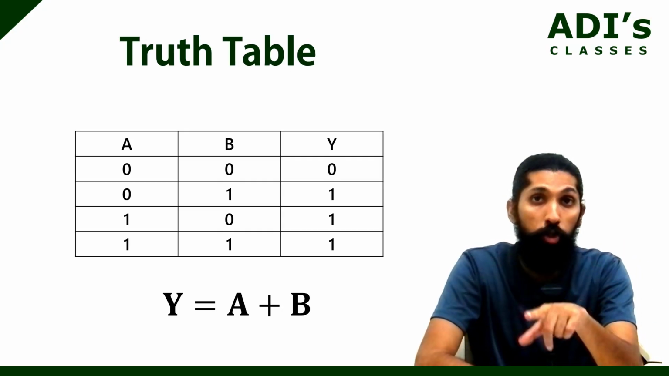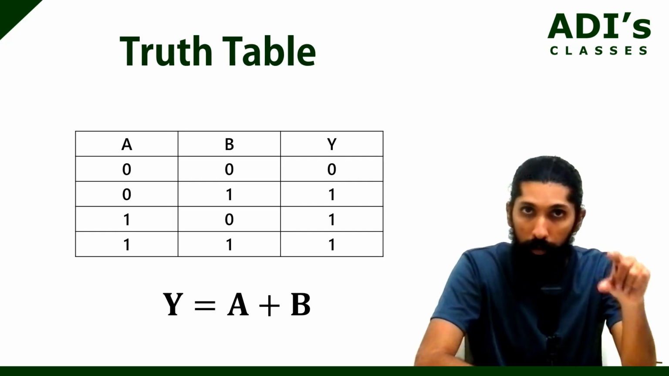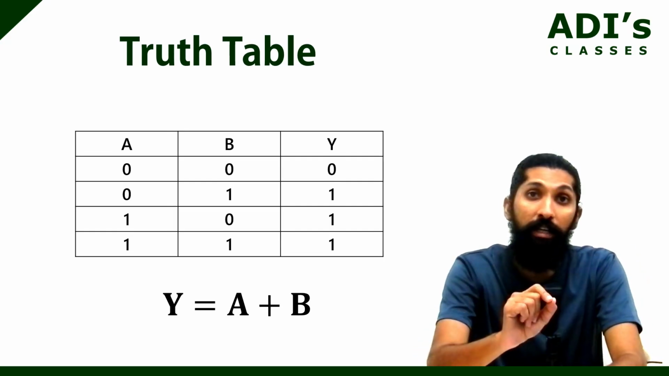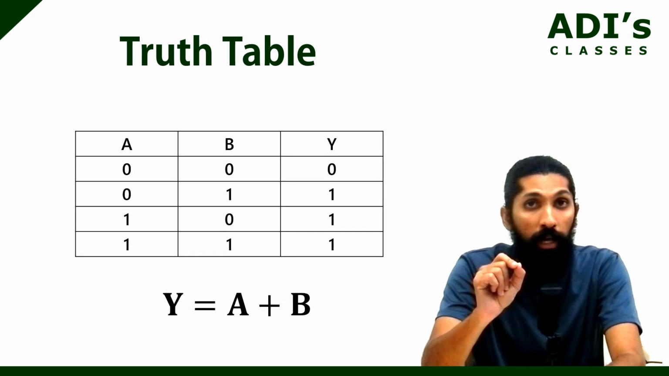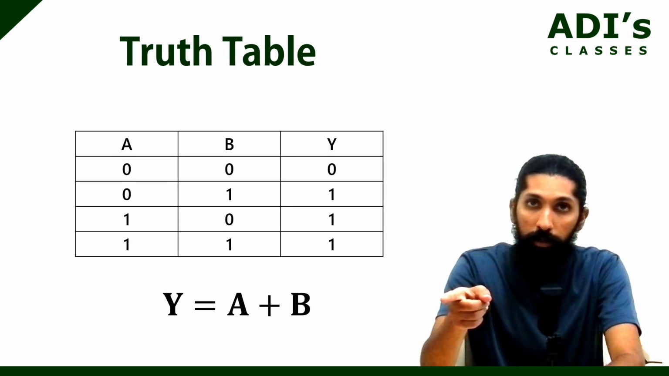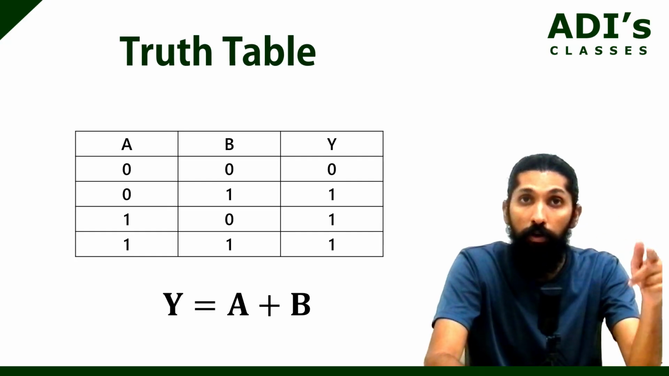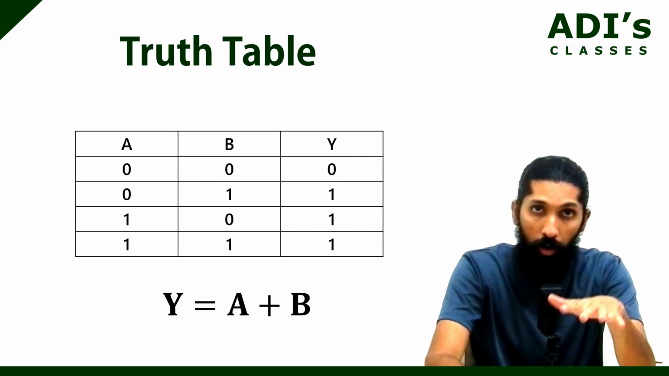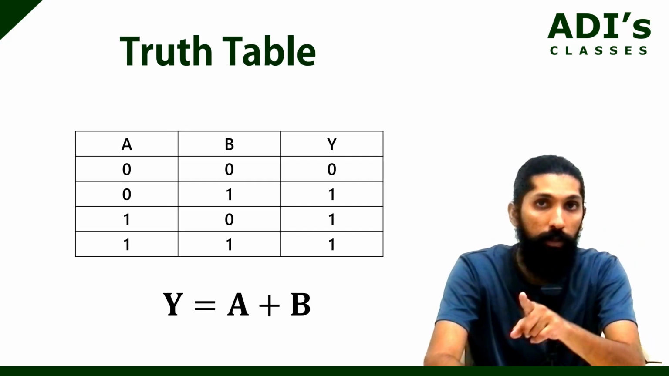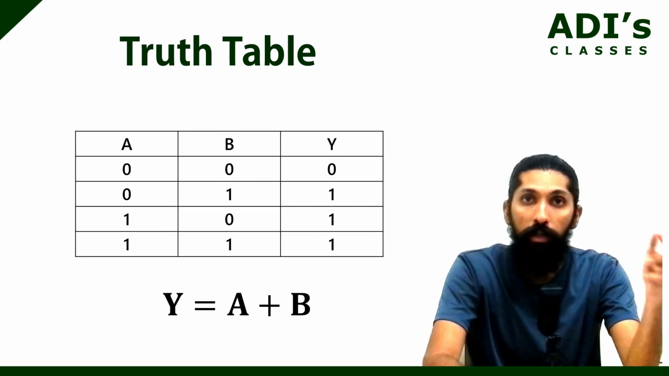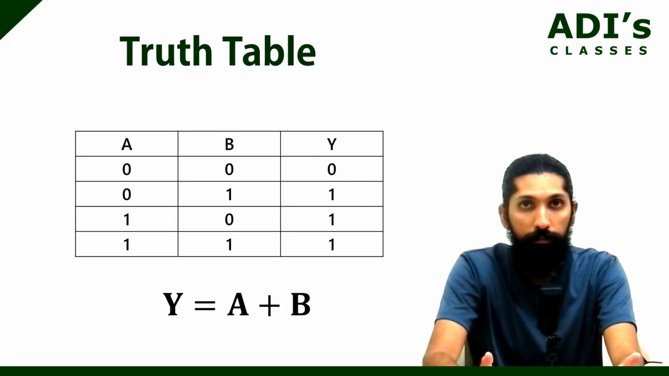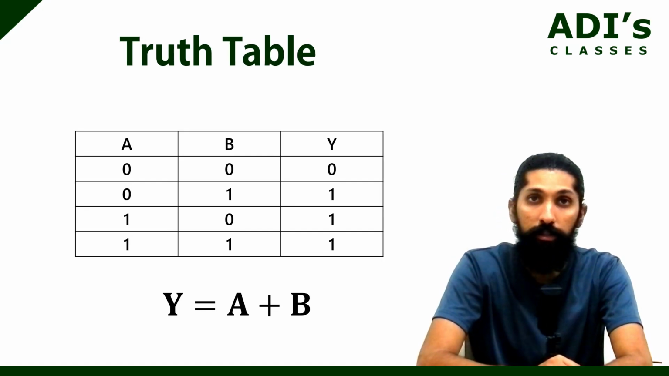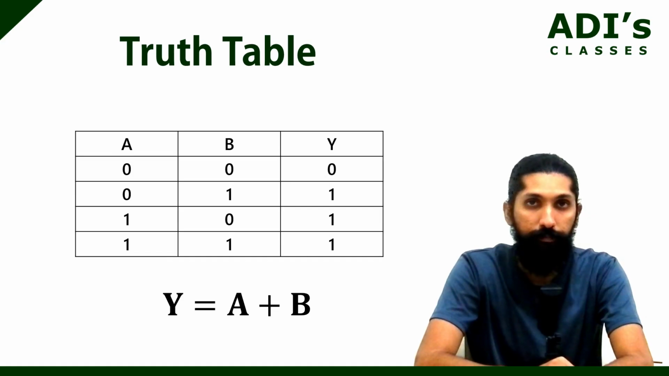If the bulb should not glow, then both the switches need to be in off position, correct? If you switch on any one of them, the bulb will glow. That's why 0 or 0 is 0, 0 or 1 and 1 or 0 both will give you 1 as the answer. 1 or 1, obviously it's going to give you 1. Now, mathematically, this is how we represent: Y is equal to A or B.